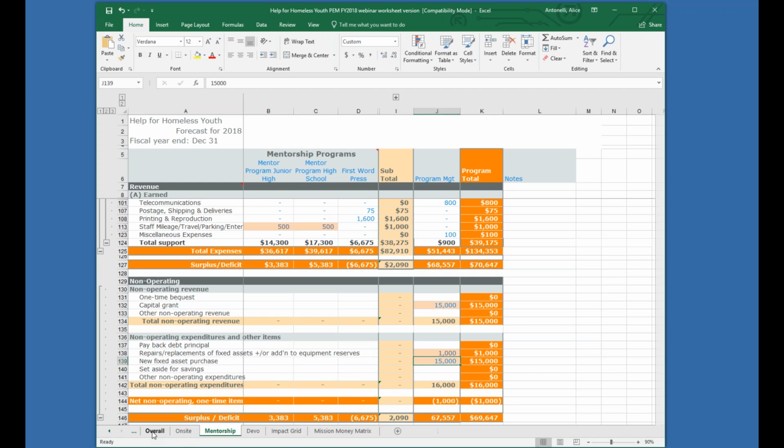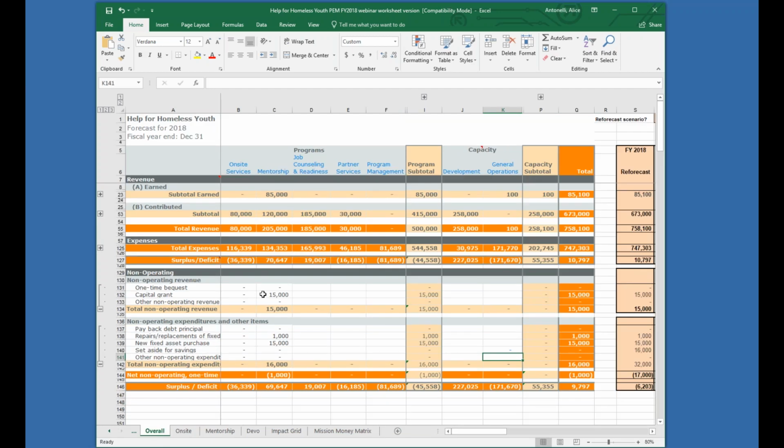Now, let's go back over to the overall tab, and you can see that the mentorship capital items have flowed through. And so this is to give you an overall result. But she also wanted to set aside $16,000 for savings. So you can see here, set aside for savings, $16,000, and that goes into general operations.